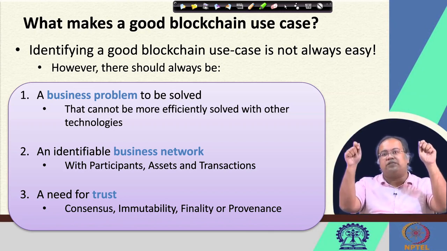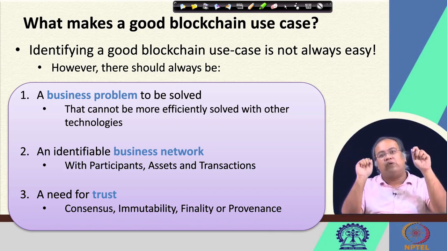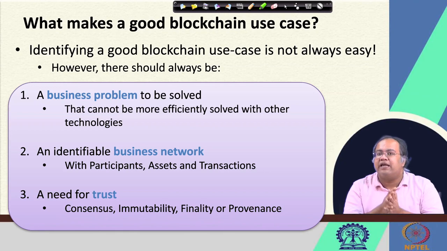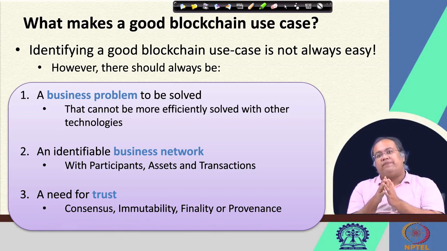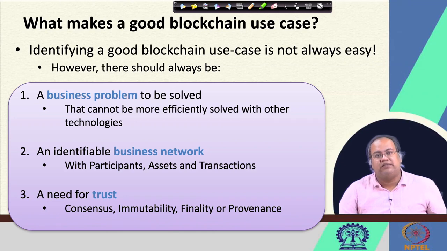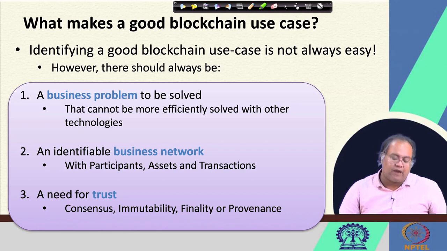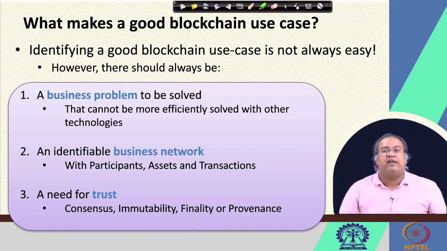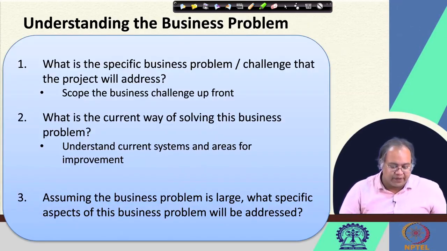Mr. X and Mr. Y are business competitors, and it might happen that to make their business more profitable, Mr. X sends some wrong information to Mr. Y or cheats Mr. Y or vice versa. If that is the case, then blockchain can potentially provide a solution for those kinds of problems. So the need for trust is the important aspect, and that trust can come through consensus, through immutability, through consensus finality or provenance, whatever property a blockchain typically supports.